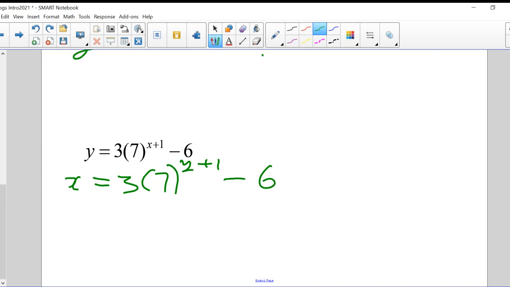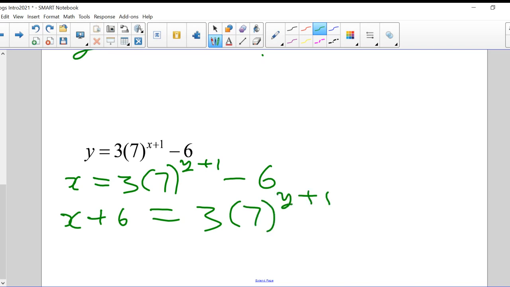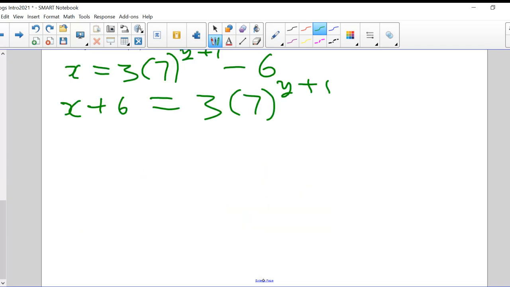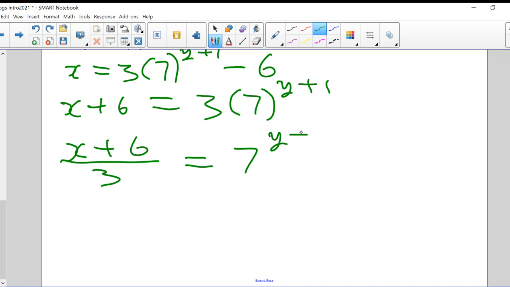You can always do that at the end, to be honest. There's no rule that says it has to be done at the very beginning, but at some point we have to switch x and y. So why not start at the very beginning? So yes, let's add the 6. So x plus 6 is equal to 3 times 7 to the power of y plus 1. Divide by 3. You guys are ahead of me, Sinduja, Hussein, and Roma. Well done. Divide both sides by 3. So x plus 6 divided by 3 is equal to 7 to the power of y plus 1.